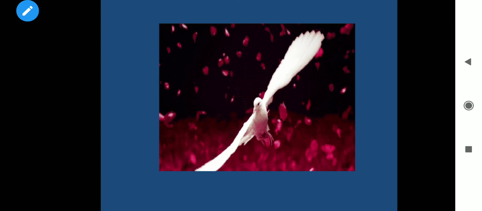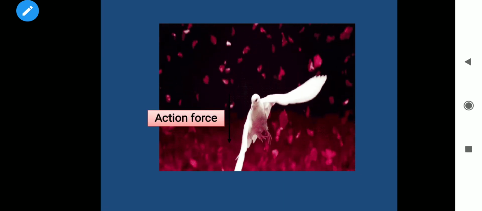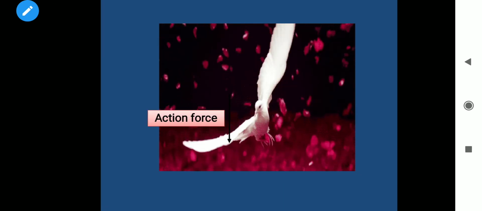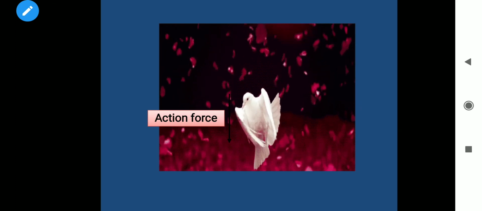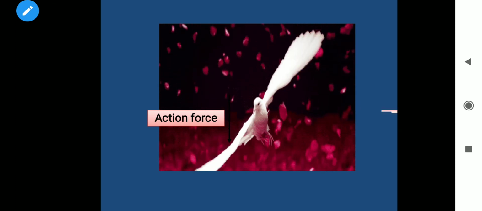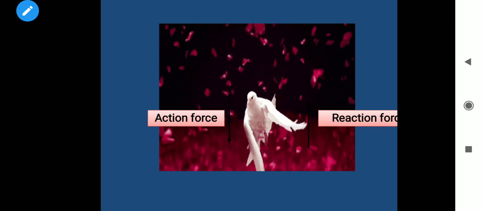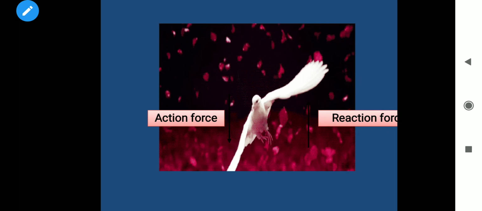Next example, birds are able to fly because their wings continuously exert the action force in the downward direction and at the same time air also exerts the reaction force in the upward direction, causing the bird to fly.